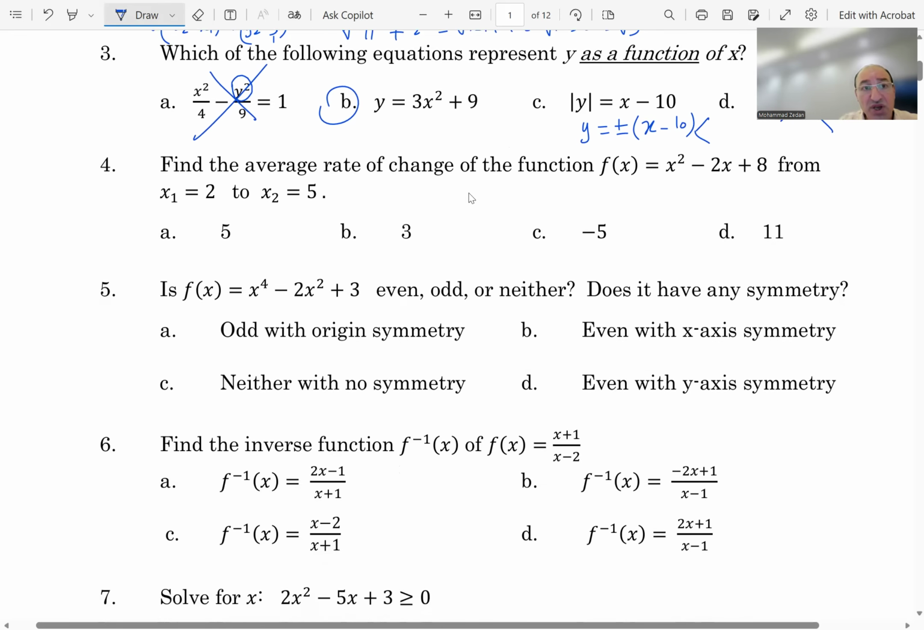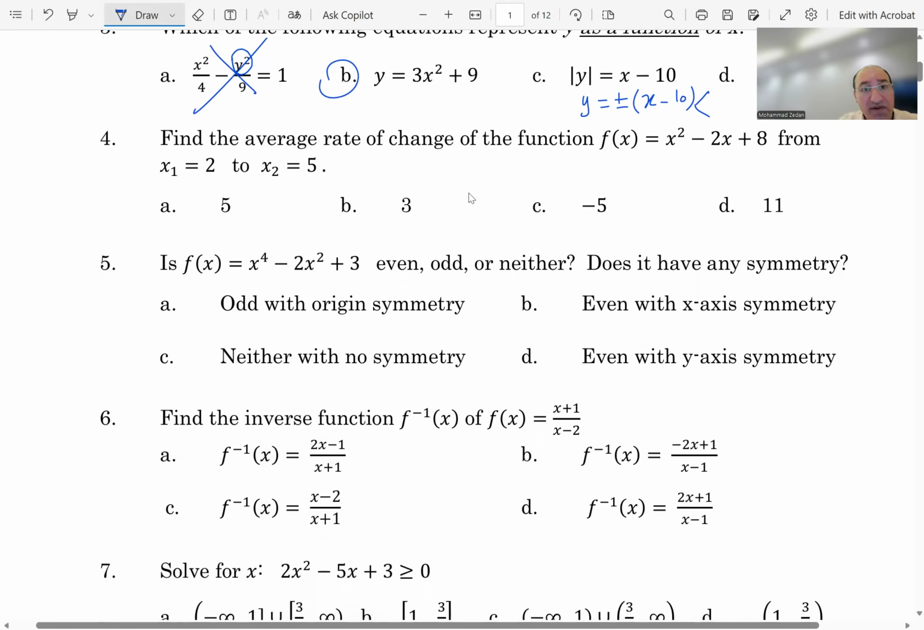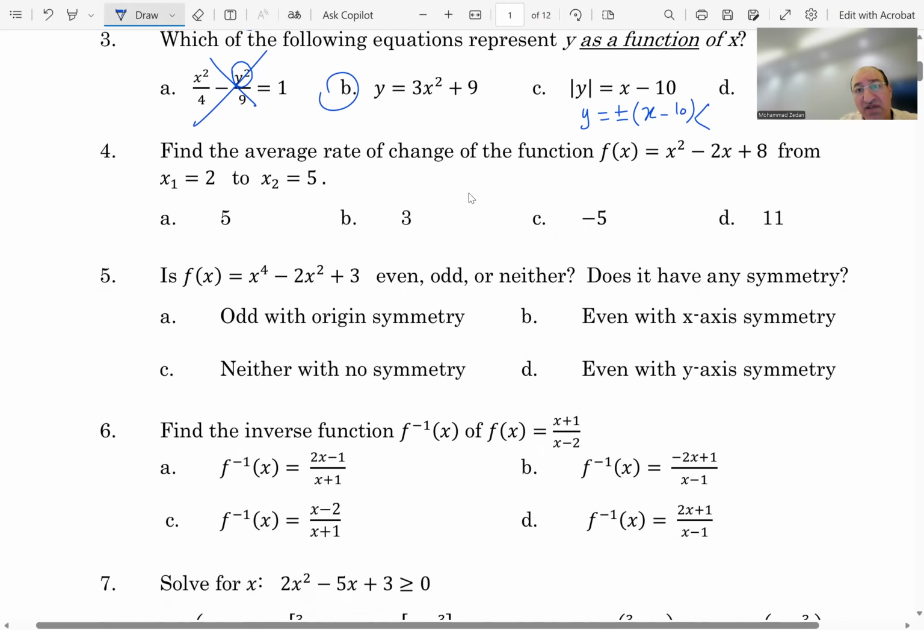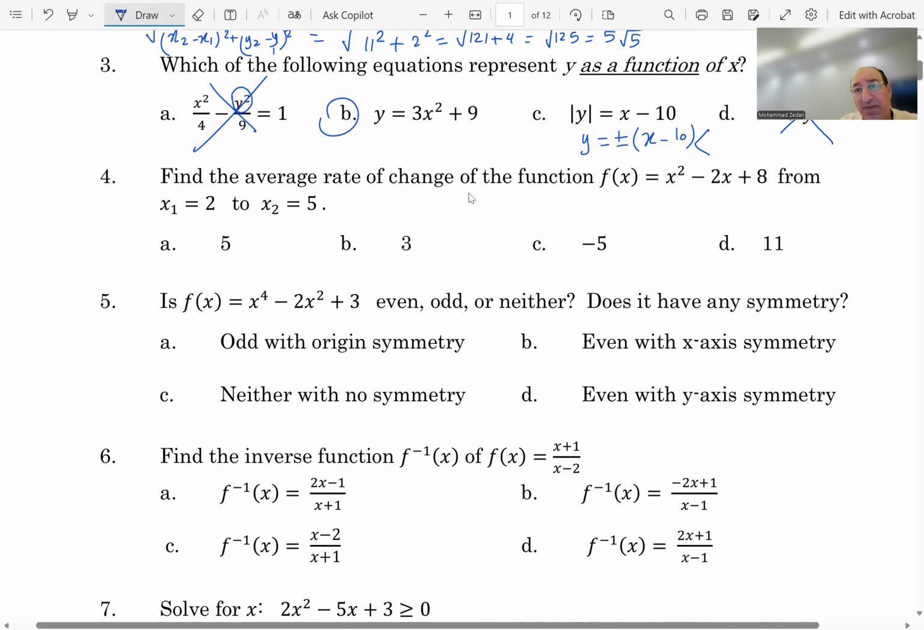Okay. Question number four: find the average rate of change of the function f of x equal x squared minus 2x plus 8 from 2 to 5, or in the interval 2 to 5. So the average rate of change in this interval is simply f of 5 minus f of 2 over 5 minus 2. Very simple, very easy. So to calculate f of 5, just put 5 here, 5 squared minus 10 plus 8.